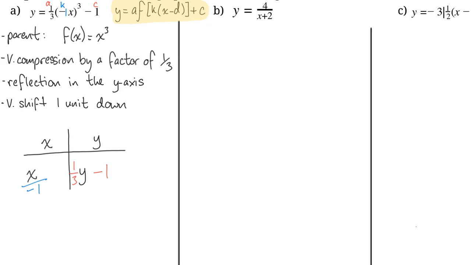So in our next example, the function is y equals 4 over x plus 2. Now this must be the reciprocal function because we have a fraction and x is on the bottom. So our parent function is in fact the reciprocal function. And it might be difficult to see where the transformations are, how to identify them. So I'm just going to rewrite this function as y equals 4 times 1 over x plus 2.